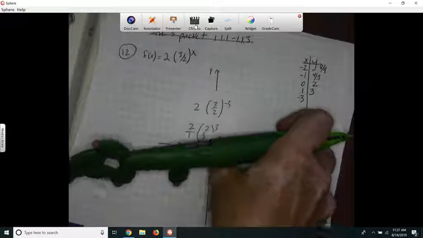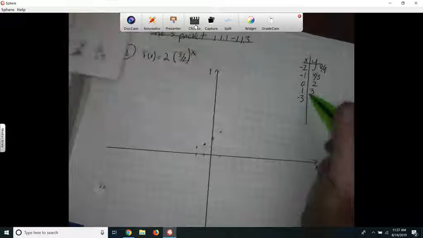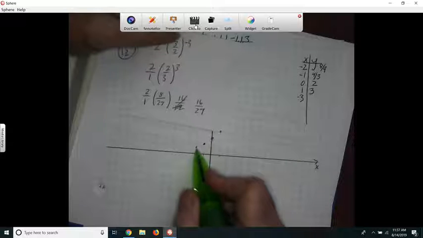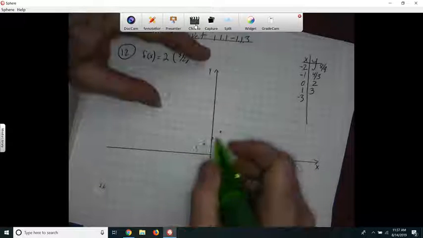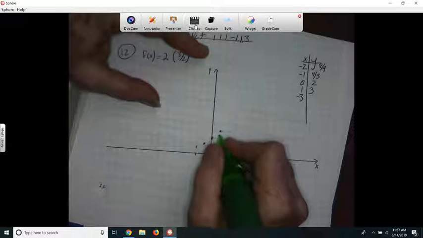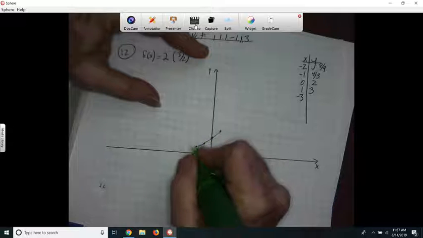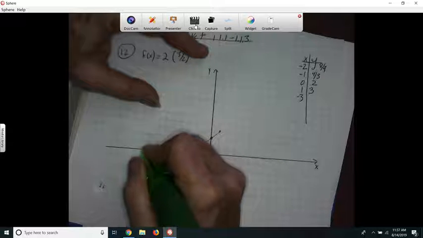Well, I don't think I'm going to take it any further. 16/27 is a smaller fraction than 8/9. I know that. So I'm going to just go ahead and call it quits. I know that there's some end behavior. I know that it's just going to get smaller and smaller.